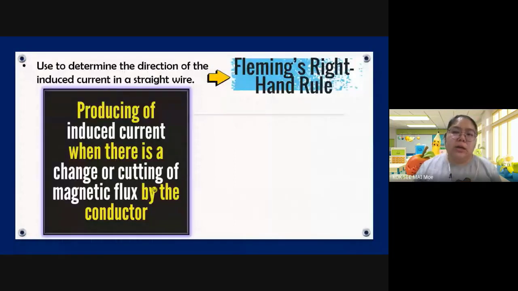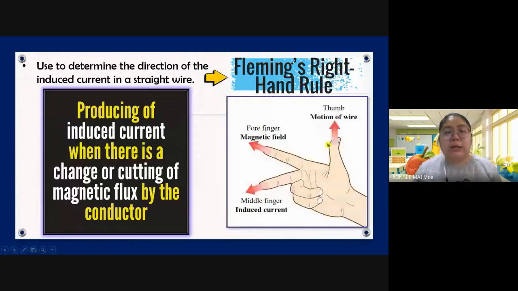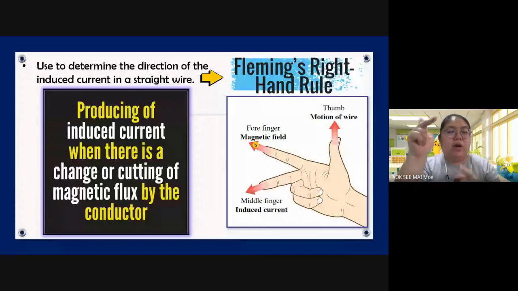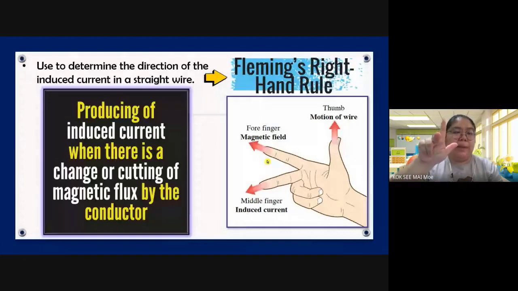So again, the thumb stands for motion, the direction the conductor is going to move. The magnetic field is the first finger. Normally here is north, then going up should be south. Then the middle finger we call the induced current. If I point the second finger away, the current is going far away from me. If I turn and point the second finger to myself, the current is coming to me.